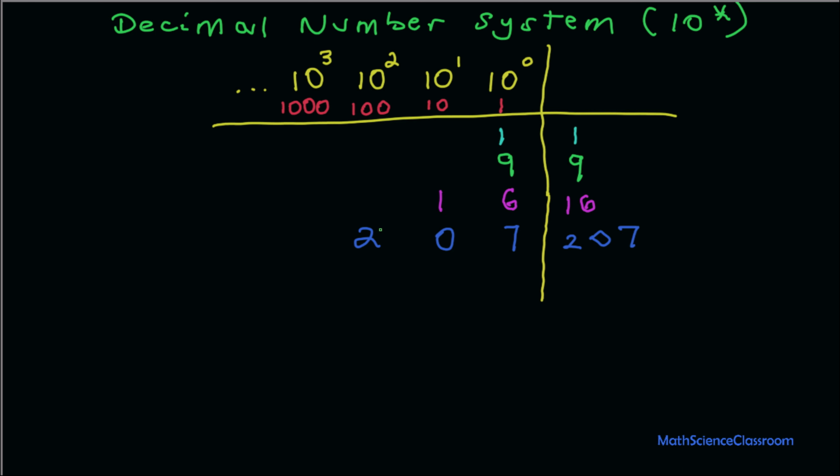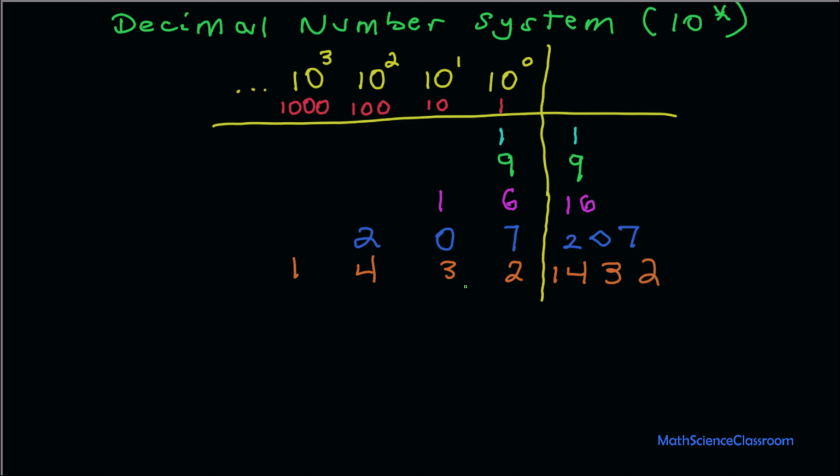Next number, 1432. So in the ones position 2, in tens 3, in the 100s 4, and in the 1000s 1. So 1432. So that is the decimal system.